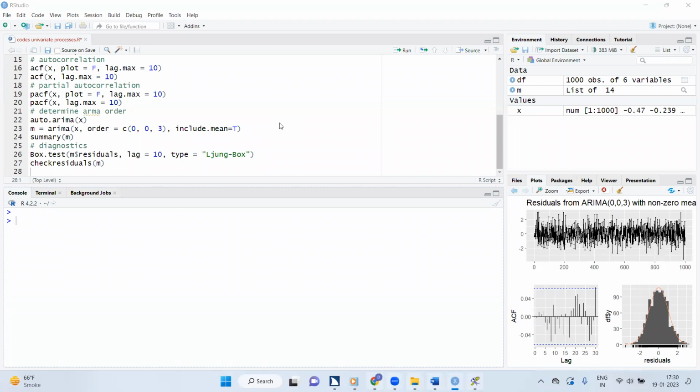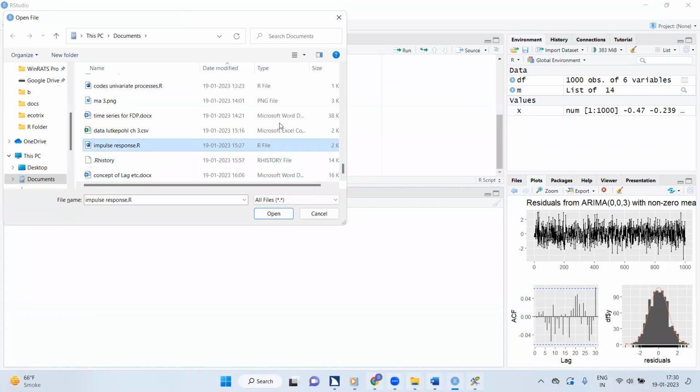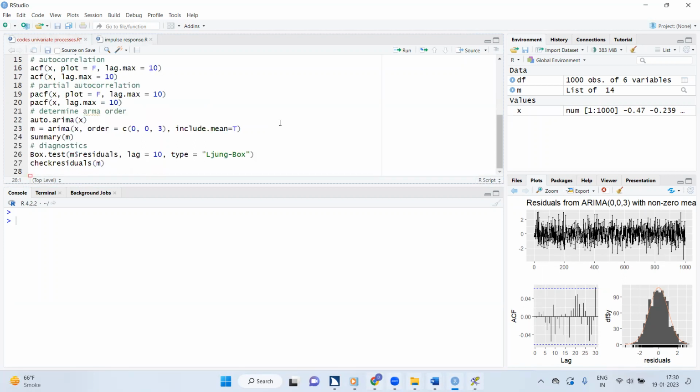Let's open this new code. The code file is impulse response.r. I believe I have shared this code file. Now we need some more libraries. We need XTS and VARs. So kindly install these packages in case you don't have them. Everything is in small letters.